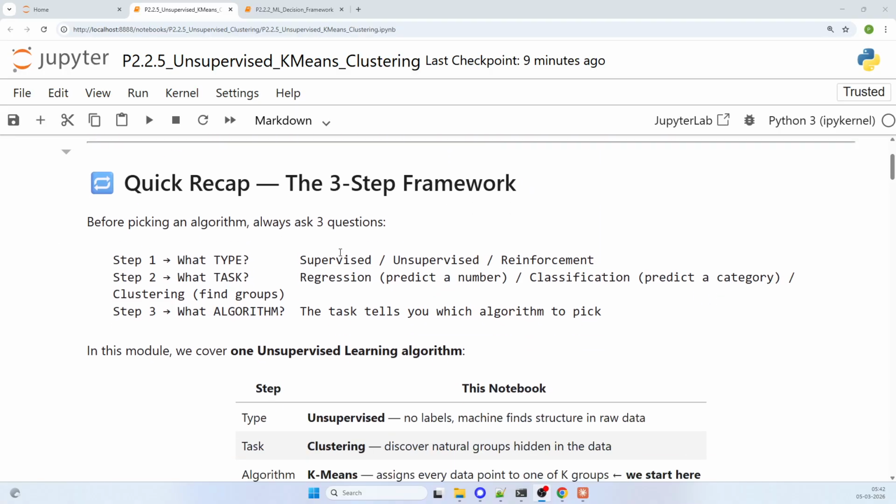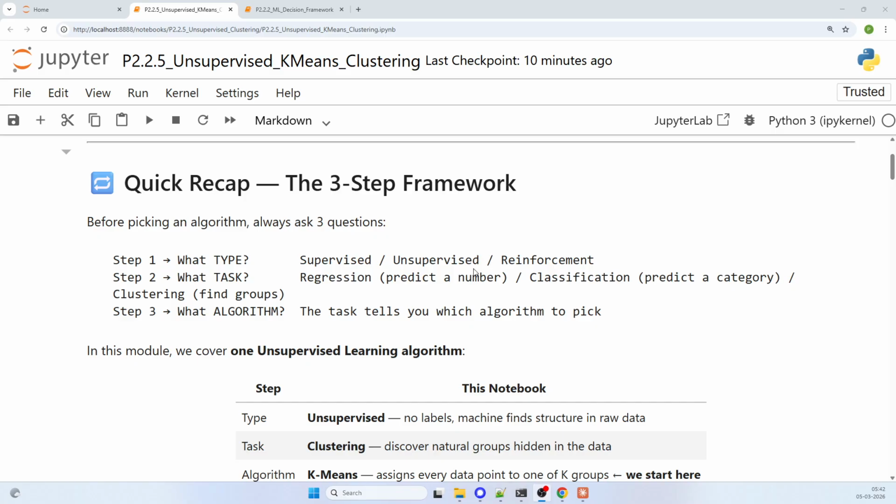So let's start where we are. We are looking into how to break down any machine learning problem. For that we are following three steps: what type of machine learning problem it is, what task, and what algorithm. We have already seen how we choose linear regression and Naive Bayes algorithms for supervised learning. Now it's time for unsupervised type machine learning.